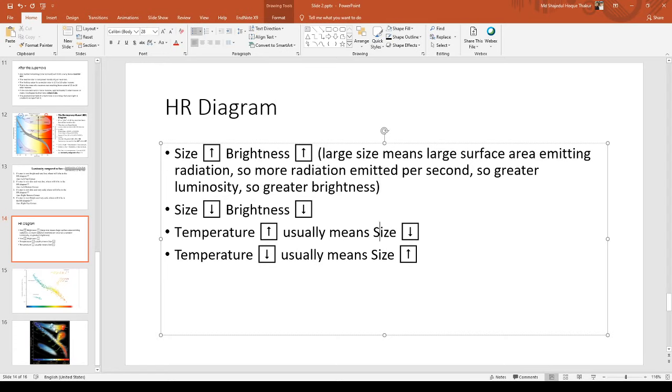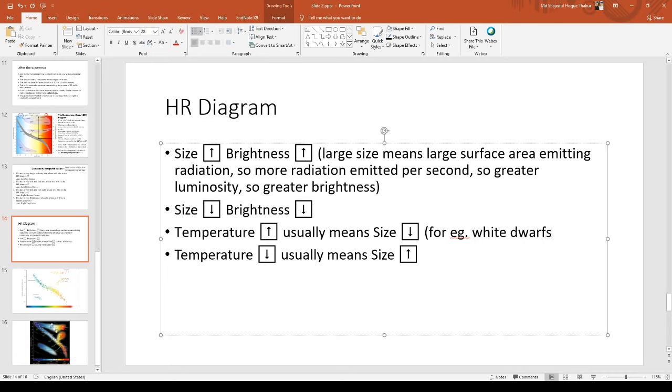Pretty obvious. Okay. Why does high temperature usually mean small size? This is not always the case, but this usually means small size. Why? Well, massive stars are cooler than the sun. Yes, not all massive stars. No, no, not all. Let me clarify that. High temperature usually means small size. Usually, this is not always the case, but usually this is the case, especially for white dwarfs. Let me just give you an example, for example, white dwarfs.